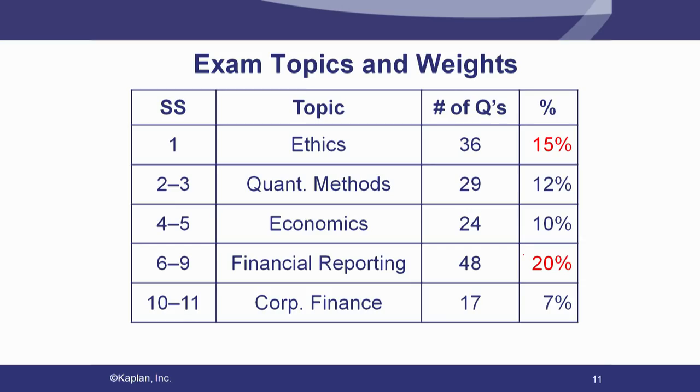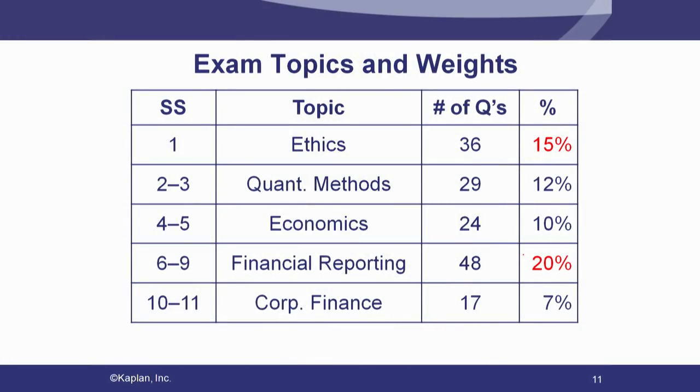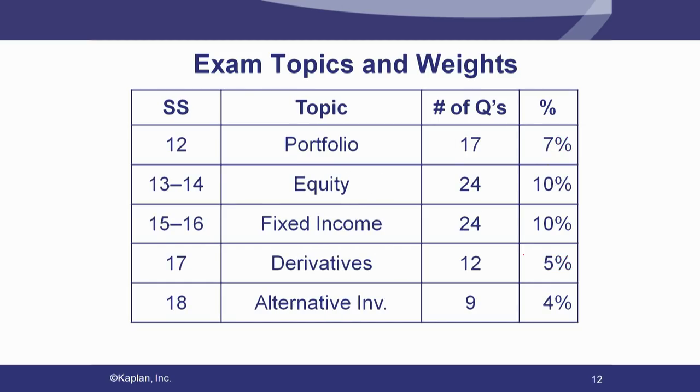Here's the weights for the exam. Ethics is 15% of the exam. An exam is 240 questions, so that means 36 of the questions will be on ethics. The other one in red there, financial reporting, got a pretty heavy weight. At 20% of the exam, you're going to get 48 questions on financial reporting and analysis. Quantitative methods, pretty good size there at 12%, and econ at 10%. And then for the rest of it here, you can see some 10% weights on equity and fixed income debt securities, and smaller weights on derivatives, and finally 4% for study session 18, alternative investments.